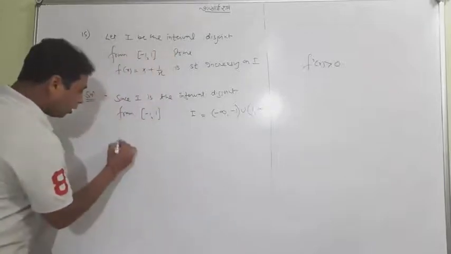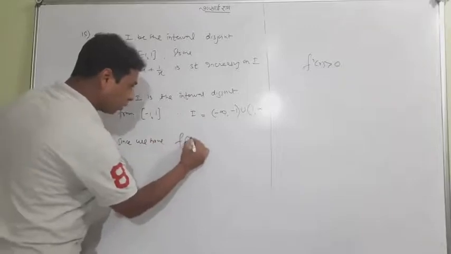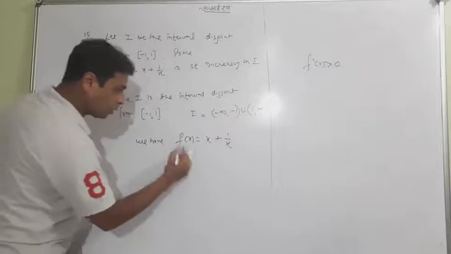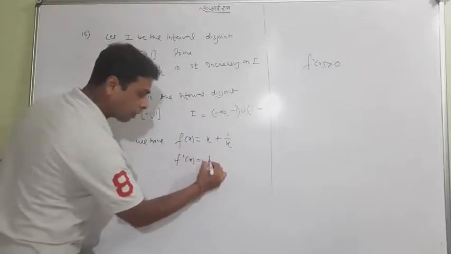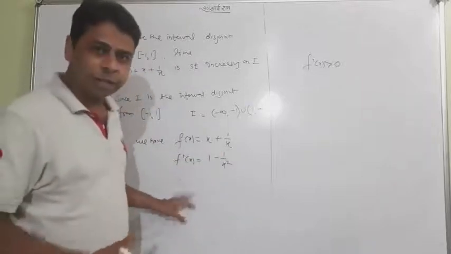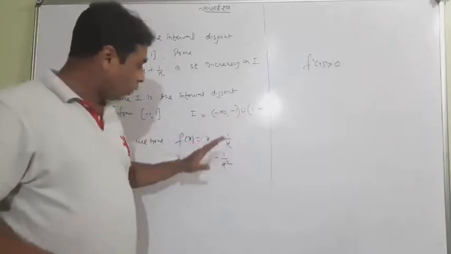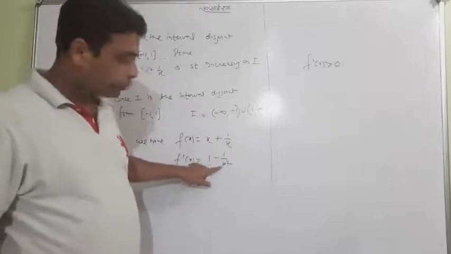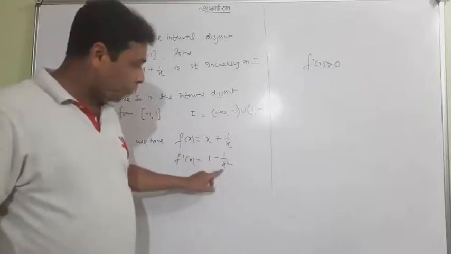Since we have f of x is equal to x plus 1 by x, I will get f dash x. The differentiation of x is 1 and of 1 by x is minus 1 by x square. So we found f dash x. Now, whatever the value of x you put in I, it will always be greater than 0. Why? Because it is 1 minus 1 upon x square.